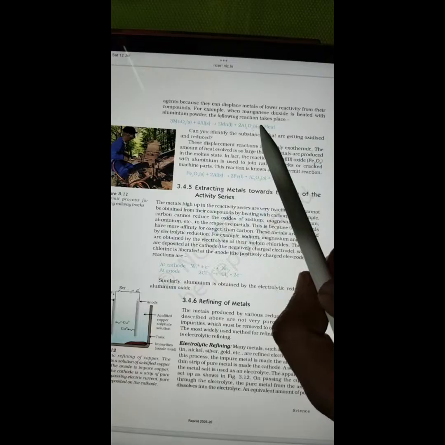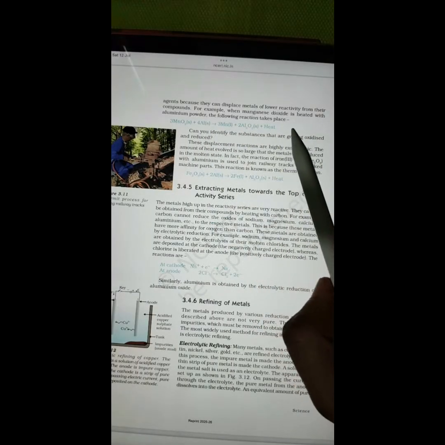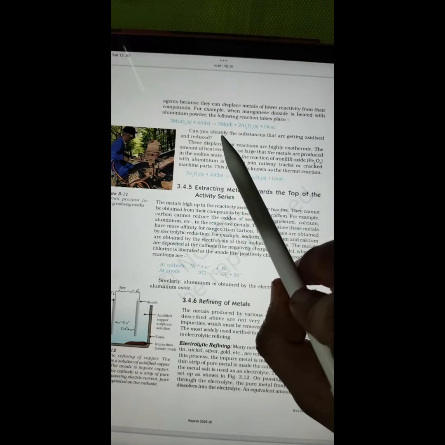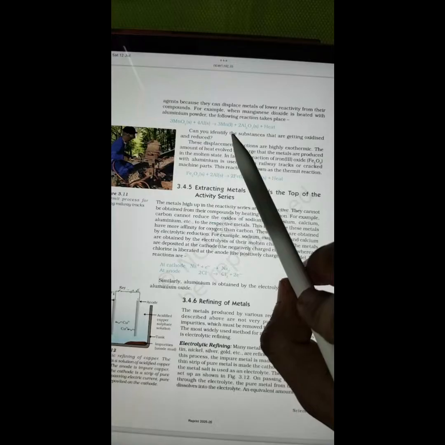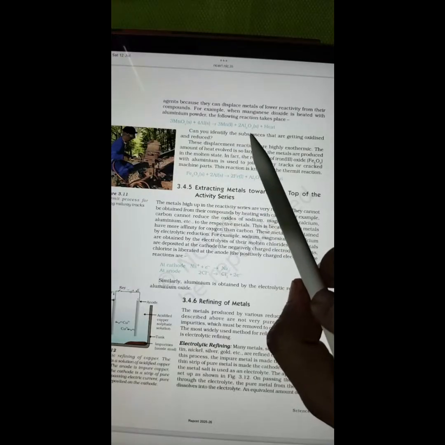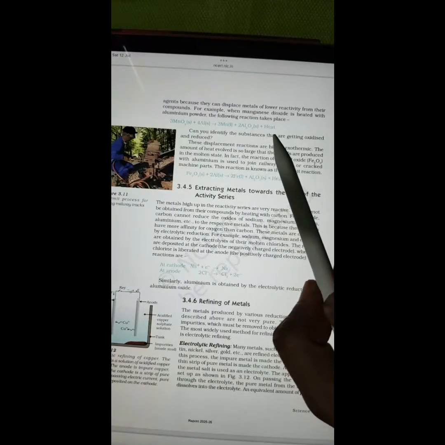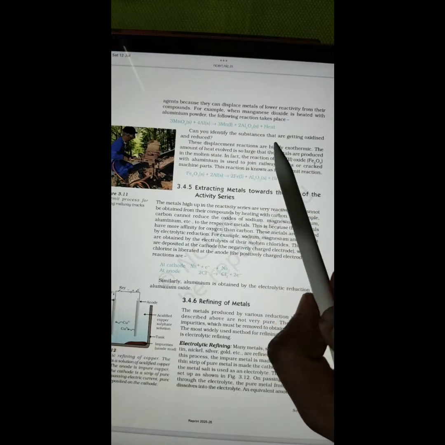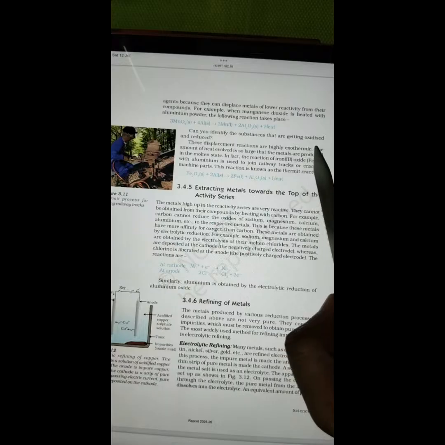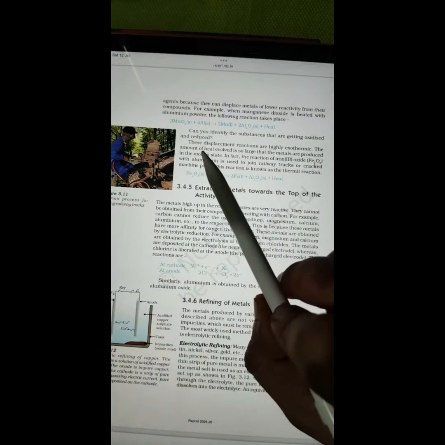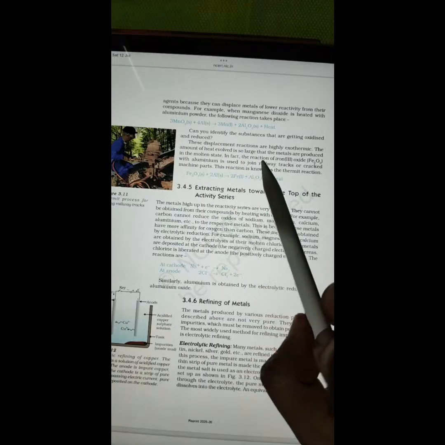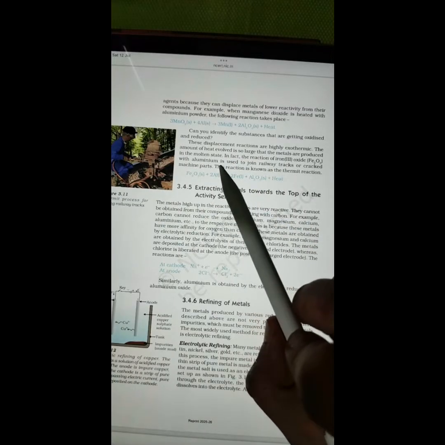For example, when manganese dioxide is heated with aluminium powder, the following reaction takes place. MnO2 in the solid form, aluminium in the solid form. We will get manganese in the liquid form and aluminium oxide Al2O3 in the solid form along with heat. So this is an exothermic reaction. Can you identify the substances that are getting oxidized and reduced? These displacement reactions are highly exothermic. The amount of heat evolved is so large that the metals are produced in the molten state.